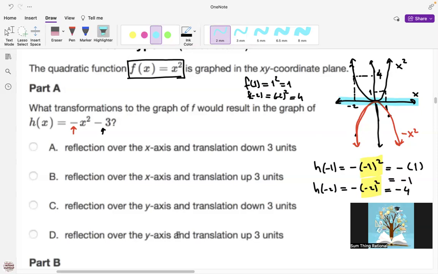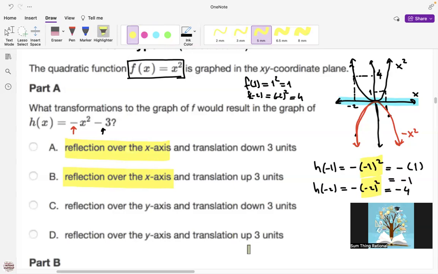So in these options, we need to check for the reflection over the x-axis. Which one is the reflection over the x-axis? Option A can be correct and option B can be correct, reflection over the x-axis. Not C and D. That is reflection over the y-axis, something different, okay?